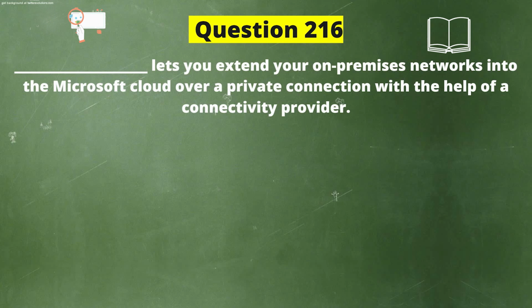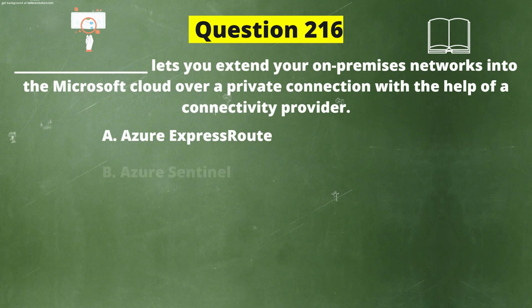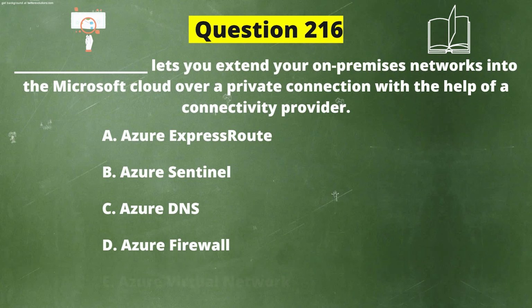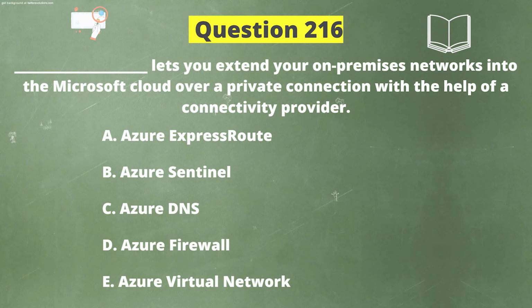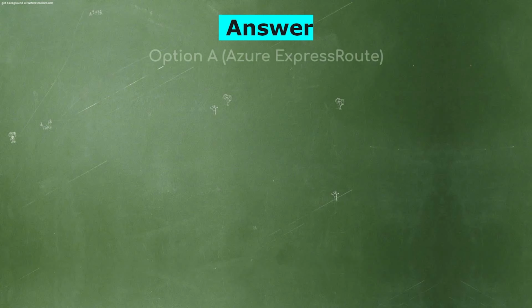Next question. Dash lets you extend your on-premises networks into the Microsoft Cloud over a private connection with the help of a connectivity provider. And the options are A. Azure ExpressRoute, B. Azure Sentinel, C. Azure DNS, D. Azure Firewall, E. Azure Virtual Network. And the correct answer is option A.